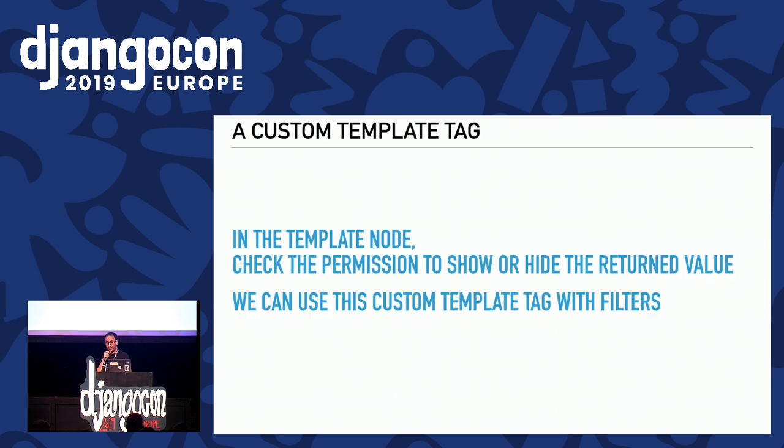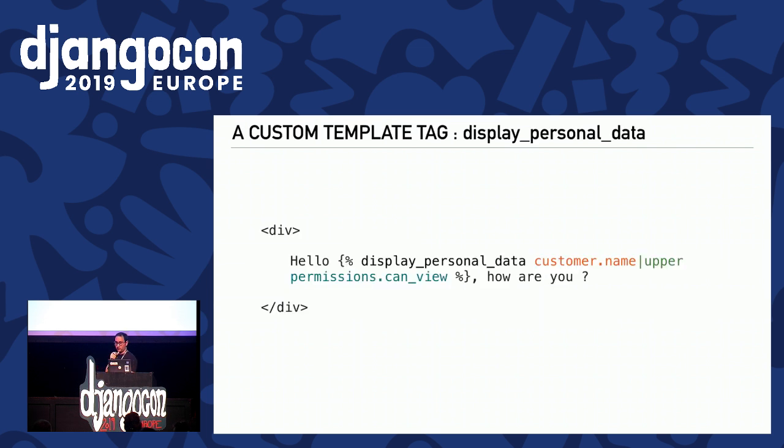As a bonus, we also have custom template tags. How do we do that? In the template node, we check a permission to see if we should show or hide the value. And this template tag can be used with filters. For instance, I can do a hello with the customer name. I just need to give it the variable with a filter, in this case an uppercase filter, and give it the permission, the condition. It also works with a form, and I can just add a bootstrap filter if I want to.